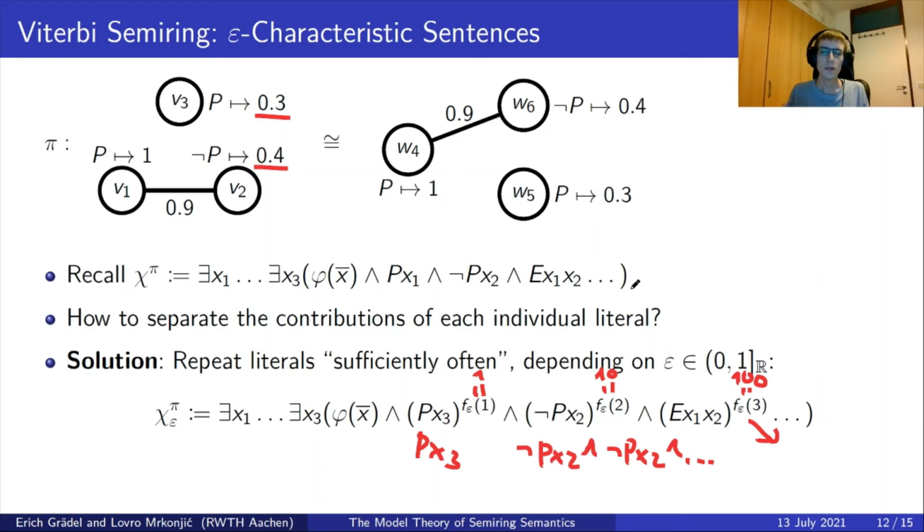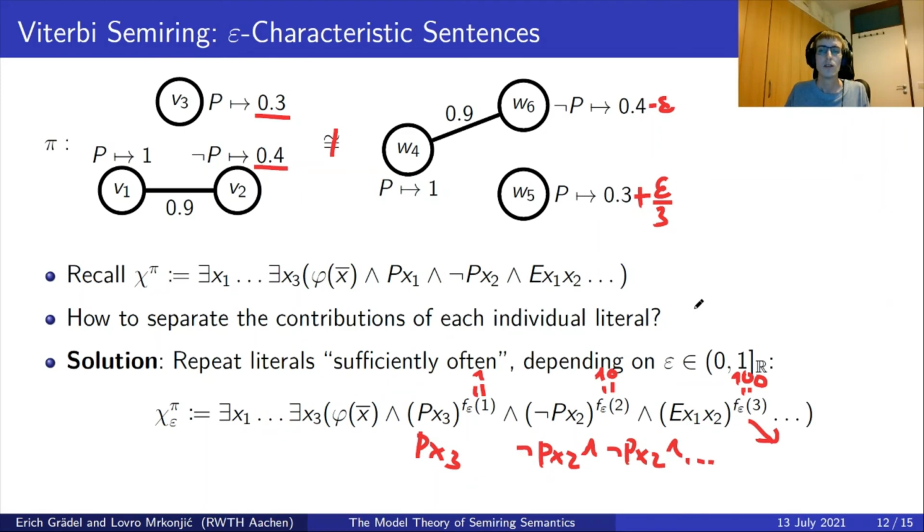However, there is one problem. No matter how many times we repeat these literals, we can always find a very small epsilon, so that if we decrease this value slightly by epsilon and increase this value to compensate, say by epsilon or epsilon divided by 3, we may end up with the same value of the characteristic sentence even if we break the isomorphism.